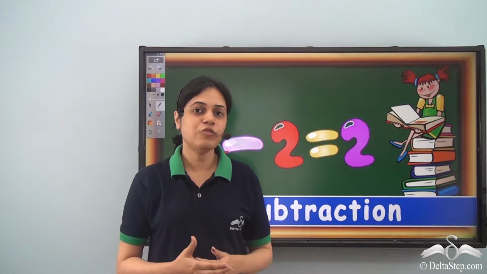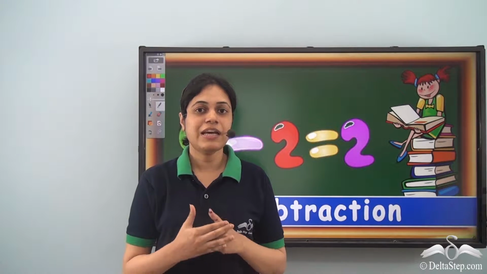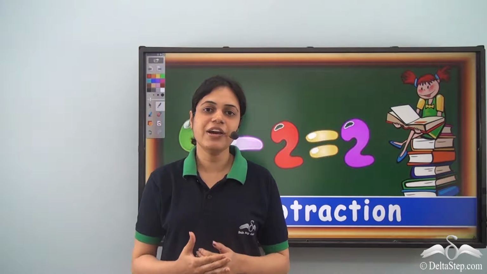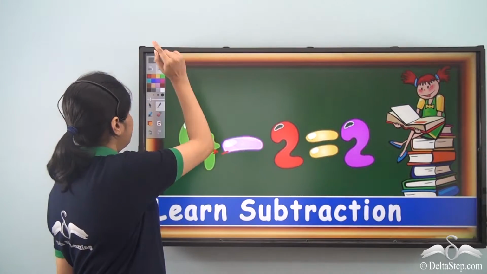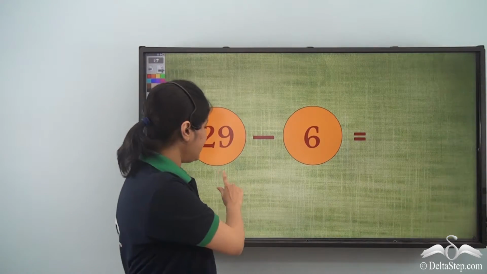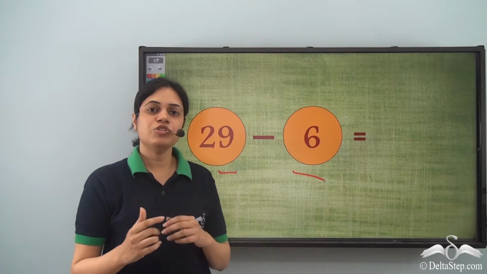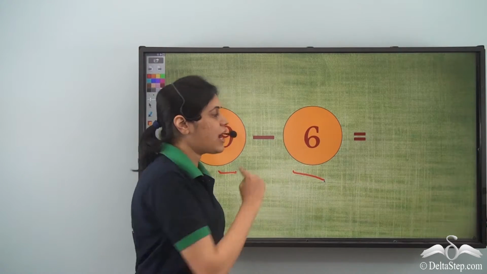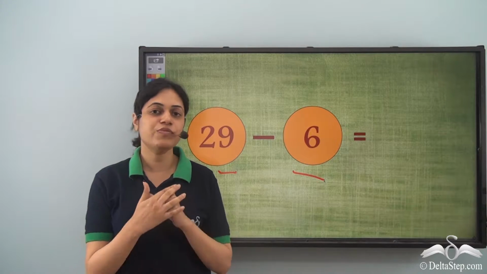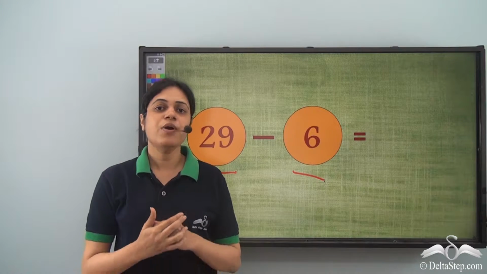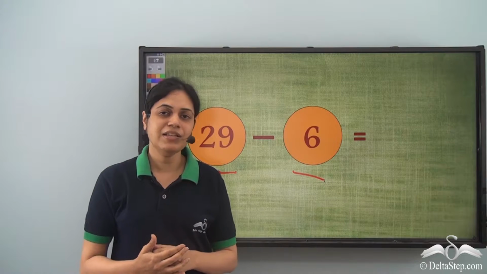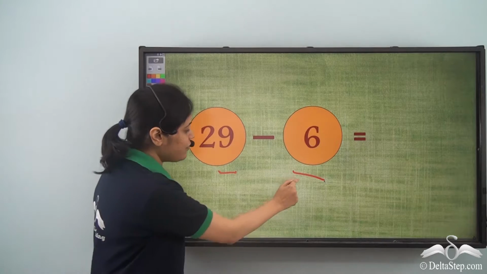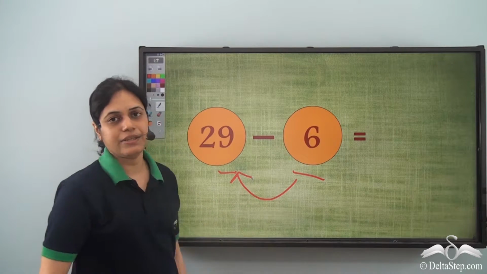So you have learned how to subtract numbers greater than 10 using your finger marks. So let's try out one more subtraction. 29 minus 6. So we know when we subtract using our finger marks, we start after the second number. So we start after 6. What comes after 6? Well, 7, right? So let's start with 7 till we reach 29.